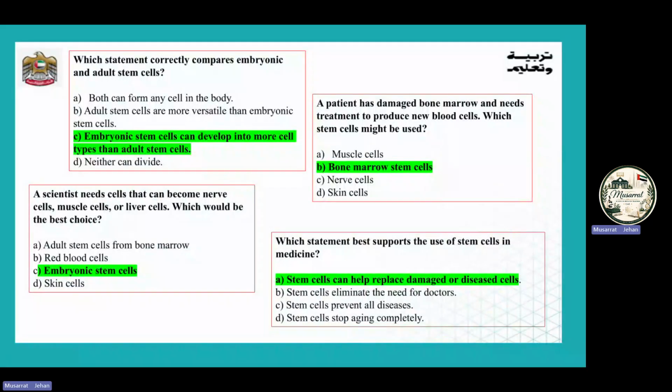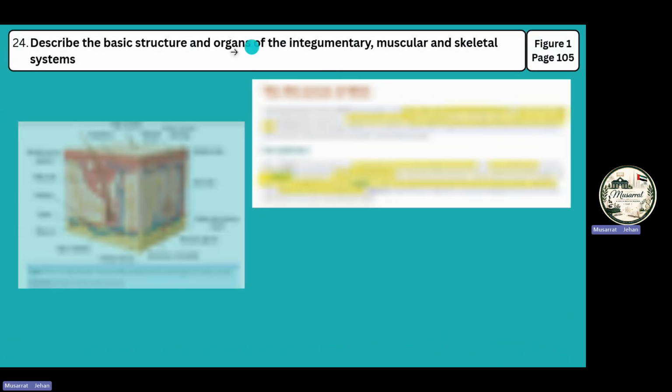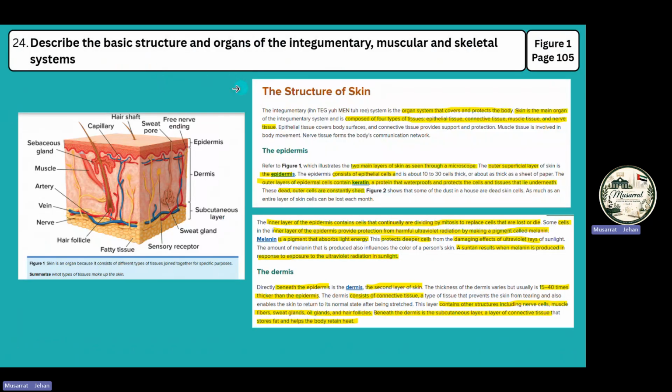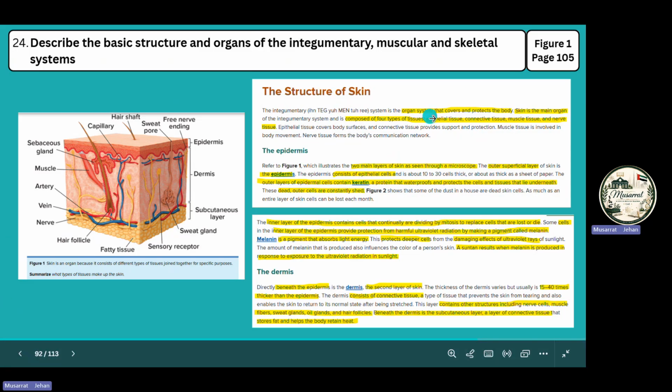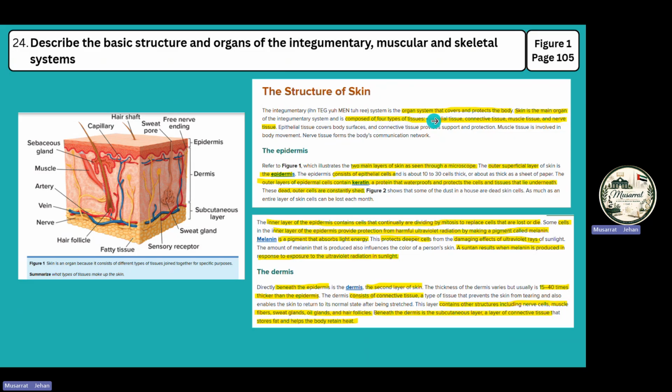So these are some more questions. Then we come to question number 24. It is about the integumentary system, the structure of the skin. So you should know the labeling. These are the sebaceous glands, muscle, artery, vein, nerve. Then you have the sweat glands, the sweat pore, hair follicle, fatty tissue, sebaceous layer. This is the dermis and epidermis. Learn the labeling.